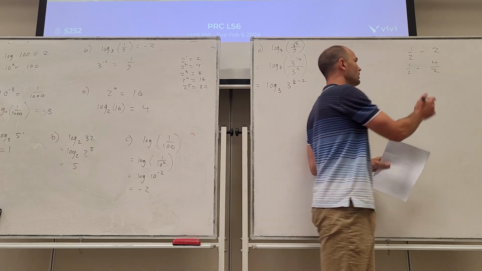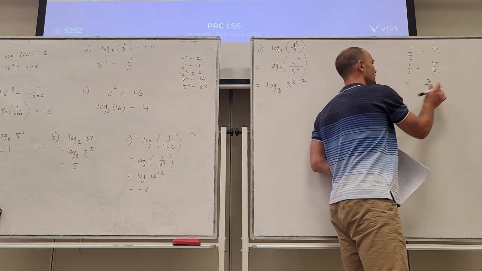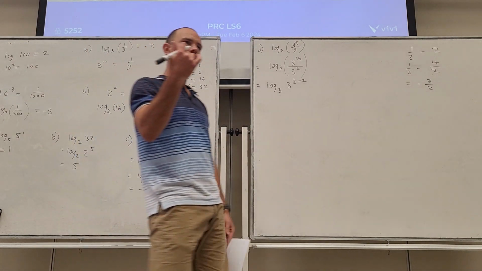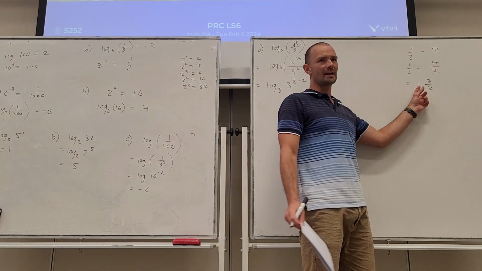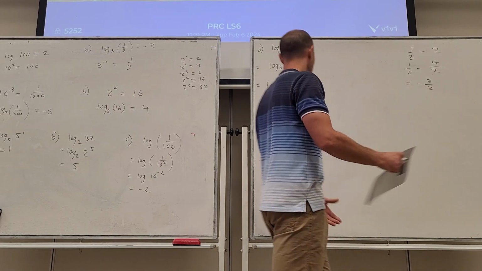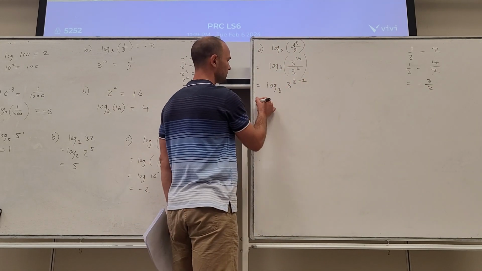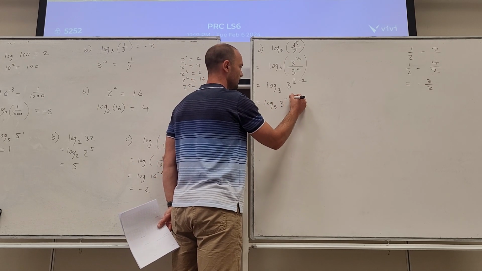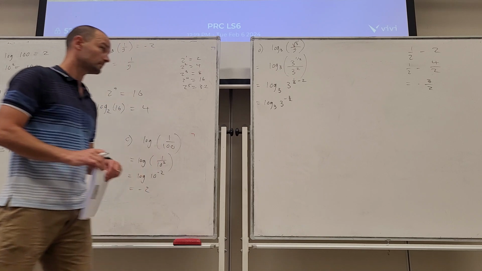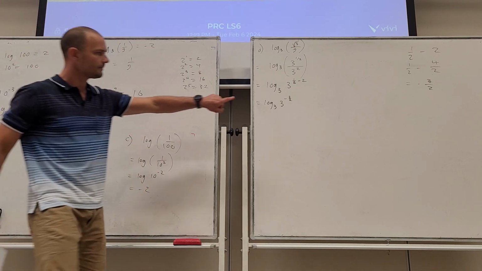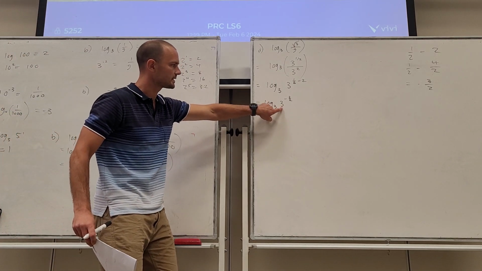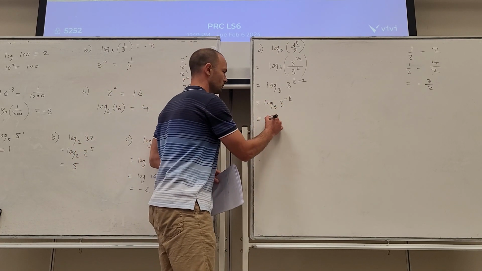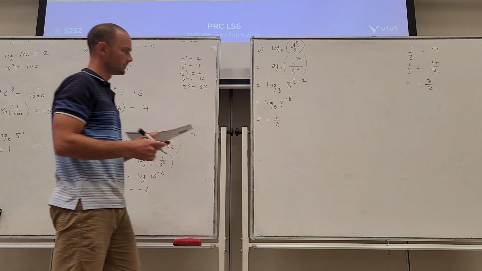1 take away 4 would be minus 3, all on top of 2. And of course that's true. If you have half and you take away 2, you've got minus 1.5, don't you? So the power here will simplify to minus 3 on top of 2. Okay, we've expressed this as a single power of 3. So now it will evaluate to minus 3 on 2.